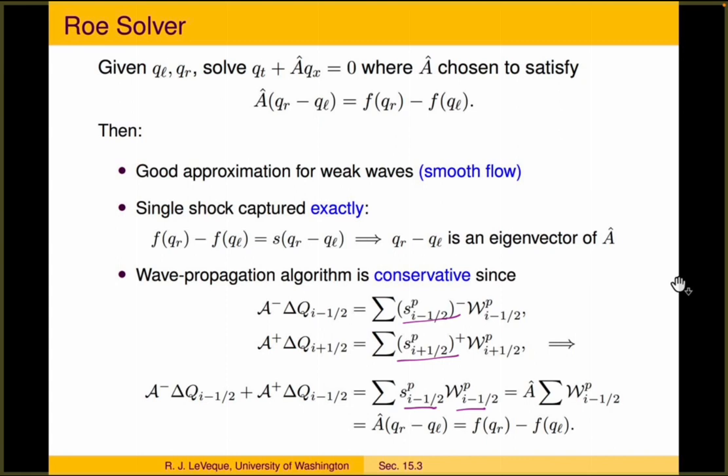But since these W's were eigenvectors of the matrix A hat, s times W is simply A hat times W. And then we can pull the A hat out of the sum. Then the sum of the W's is exactly the jump in Q. So the sum of the fluctuations is simply A hat times the jump in Q. But then this condition up here says that that's equal to the jump in F. And remember, this is exactly the condition we need for the wave propagation algorithm to be conservative, that the sum of the fluctuations we add into the cell on the left and the cell on the right should add up to the flux difference.